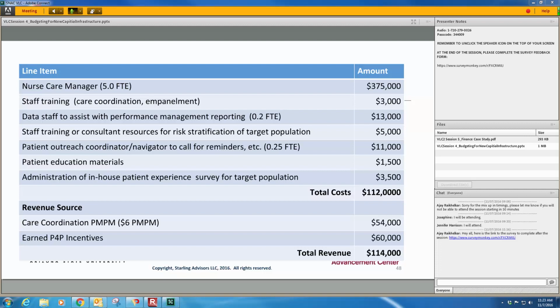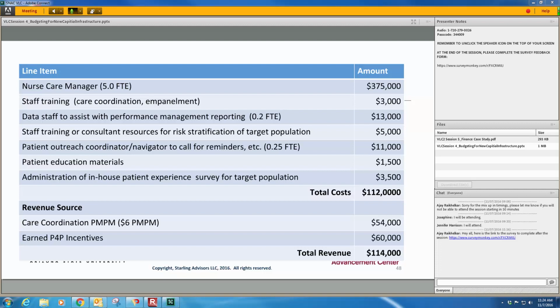But under this model, this is actually incorrect, so I'll make the correction to this slide. The first one really is a single nurse manager for $75,000, not $375. That's on the next slide. Staff training dollars, particularly around care coordination and empanelment. Part of an FTE of a data staff person within your organization to help with performance management reporting. Staff training or consultant resources to assist with some basic risk stratification on your patient population.